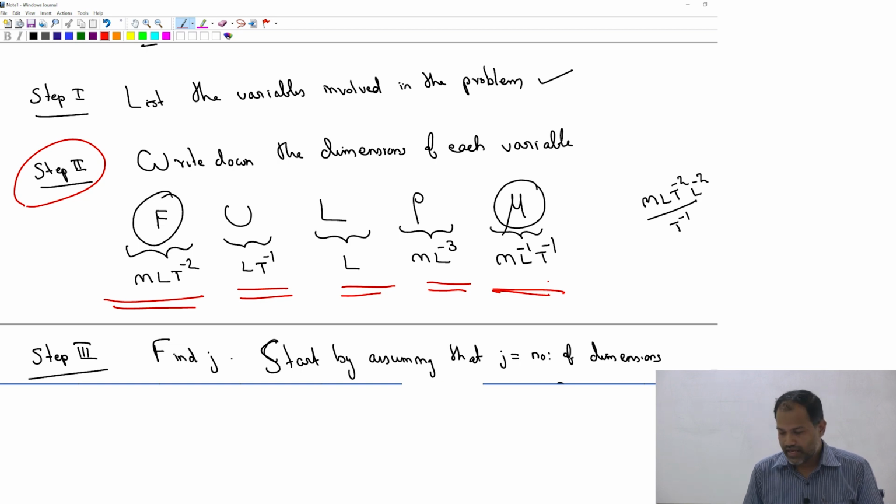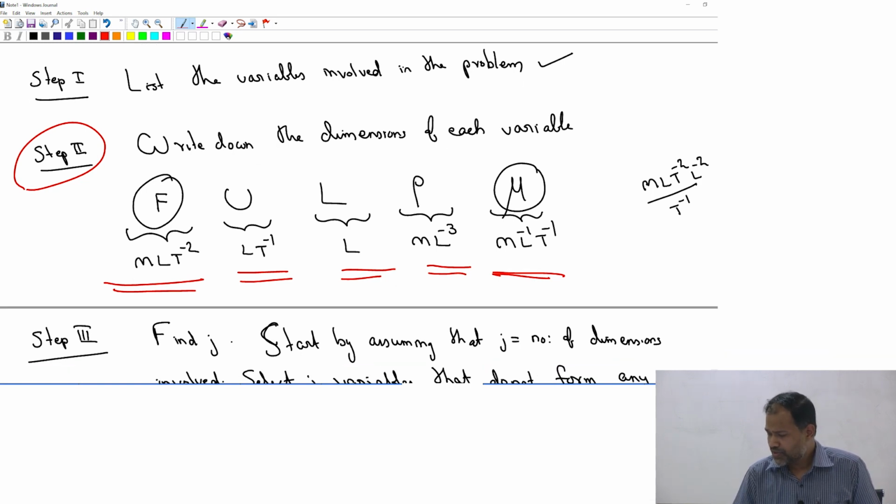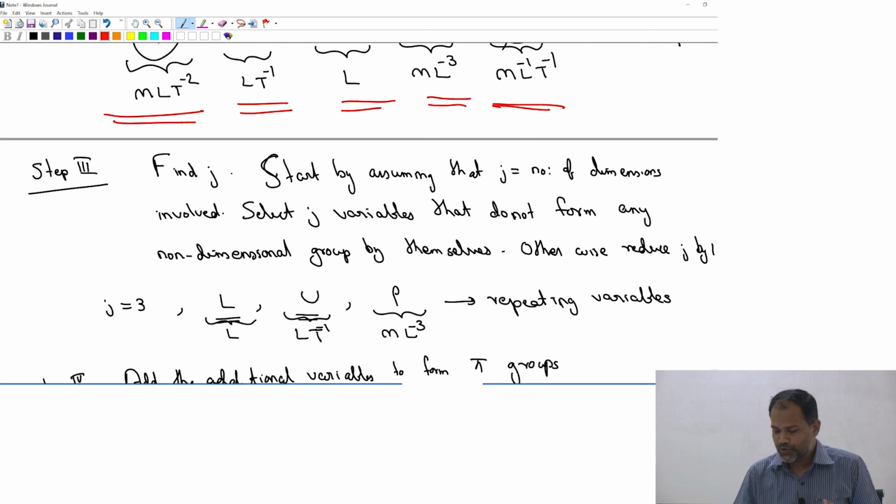Now the next step really is to tell how many non-dimensional groups there are. That's why we are coming up with this variable j. Out of these 5, we have to select the scaling parameters. When we did the trajectory, we selected 2 scaling parameters. Here we are actually going to select 3 of them, and these 3 are L, U and rho at the moment.